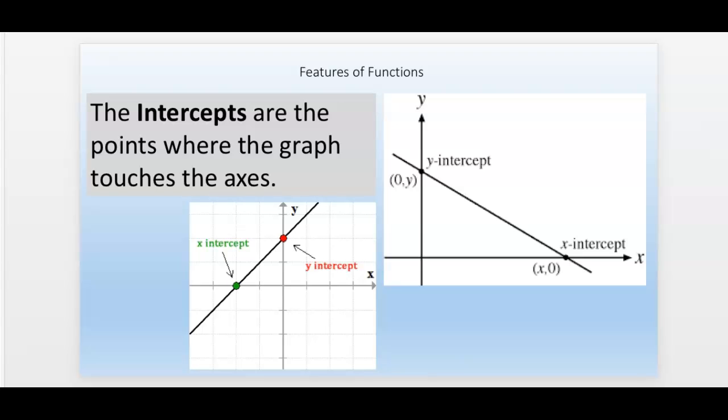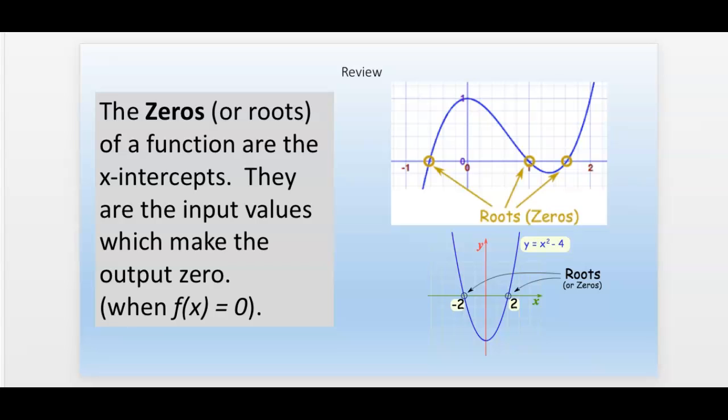Guys, the intercepts are the points where the graph touches or crosses the axis. Touches or crosses. The zeros or the roots are the x-intercepts in particular. They're the input values which make the output 0. All right, when f of x equals 0.